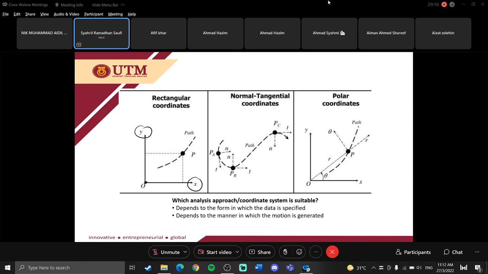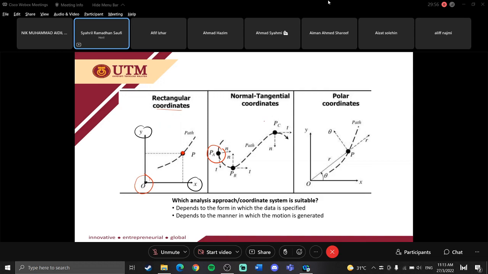And then you will have other methods called normal and tangential coordinates. For normal and tangential coordinates, we will do the analysis specifically on the particle. Okay, there is no reference point, so the analysis is done on the particle itself. For these rectangular coordinates, we refer to the origin. Sometimes in a real case, we refer to the initial point, let's say from point A to point B, so our reference point becomes point A. So this is for rectangular coordinates.